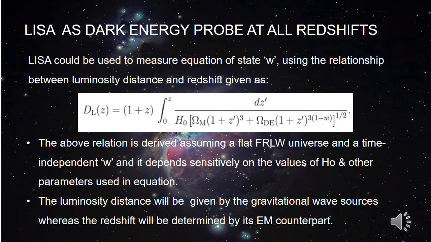given as this equation. The above relation is derived assuming a flat FLRW universe and a time-independent w, and it depends sensitively on cosmological parameters, that is, the Hubble constant, matter density parameter, and dark energy density parameter. Here w is time-independent. We can also derive it for time-dependent w. The luminosity distance will be given by the gravitational wave sources, whereas the redshift will be determined by its electromagnetic counterpart, which consists of optical, radio, X-rays, and gamma rays.